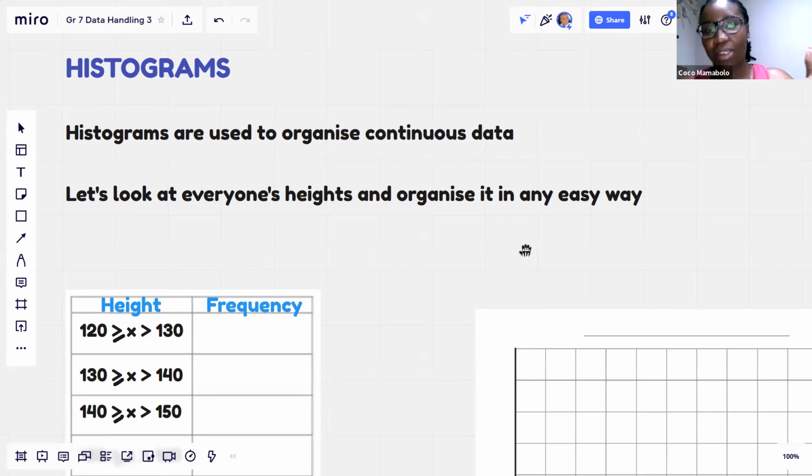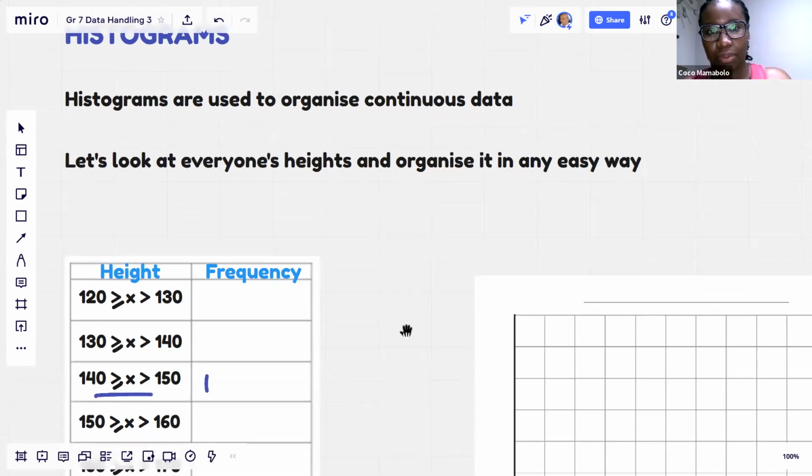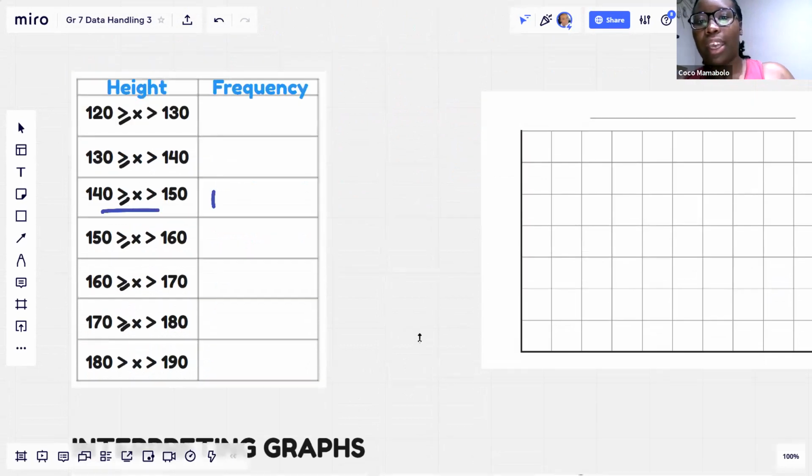All right, so we're going to start with Trevor's height, because he gave me his height first. He says his height is 145. So he's going to fall in between 140 and 150. I'm only going to count him once. Then Kananelo says he's 166, so he's going to fall in this category here. So I'm going to count Kananelo.